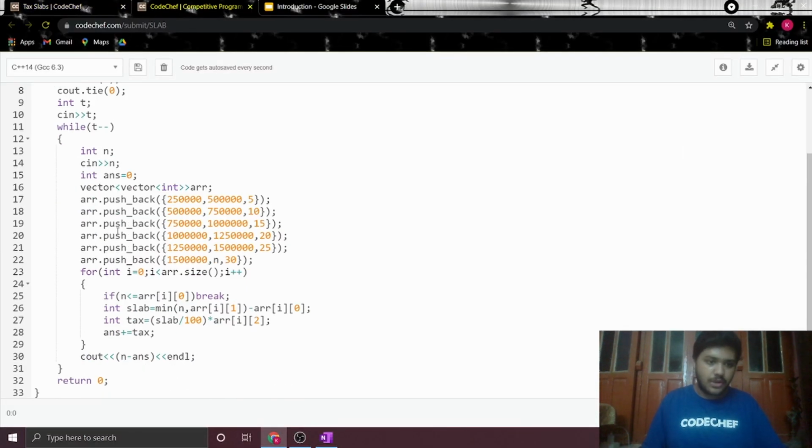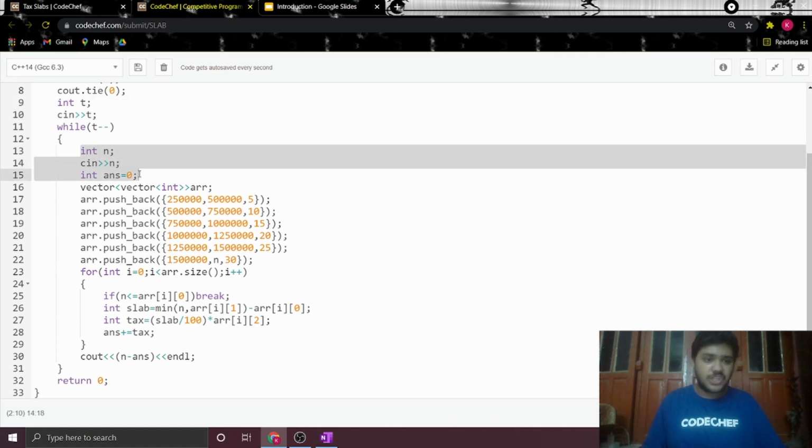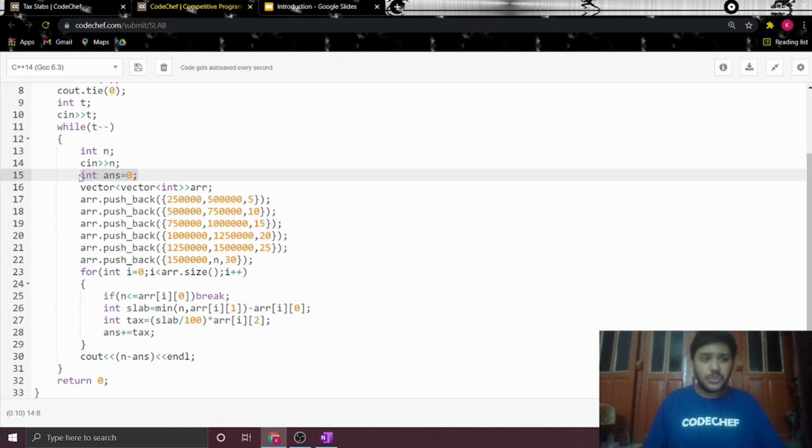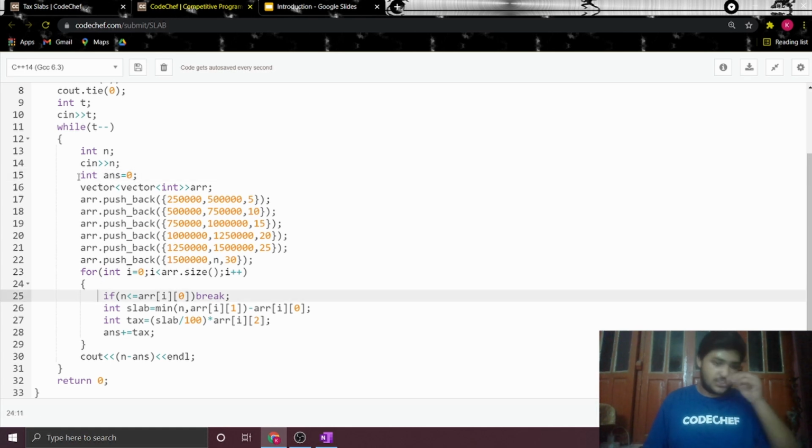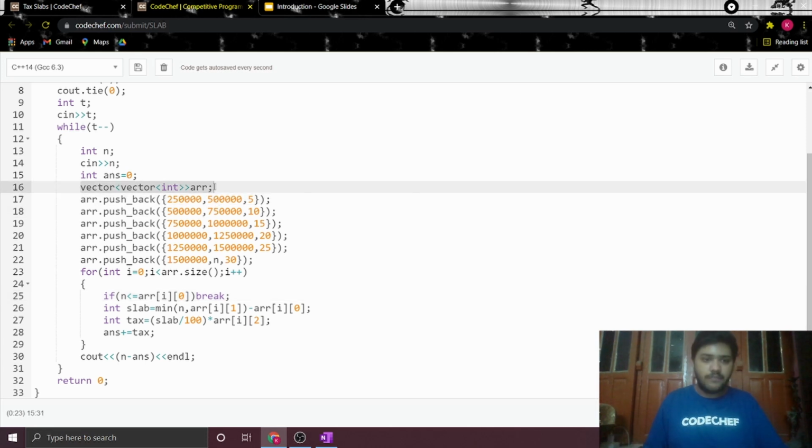Here is my code. Now, here I am using a vector of vector, and here t denotes the number of test cases, n denotes the income of the chef, answer would store, initially it would store the tax, and after that I would just write n minus answer as a final answer, which is the net income. Now, vector of vector integer. This would be a vector of 3 elements. This vector would be of 3 elements. The first denoting the starting element of the slab, the next denoting the ending element of the slab, and the third element being the tax.